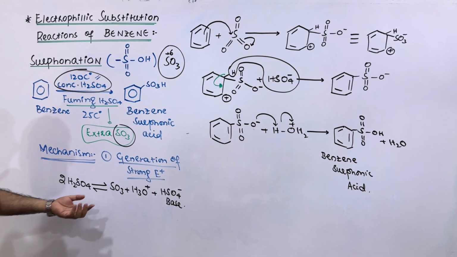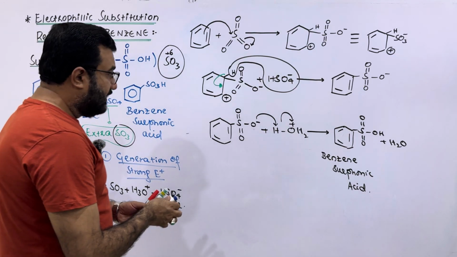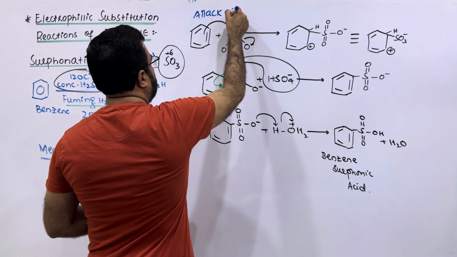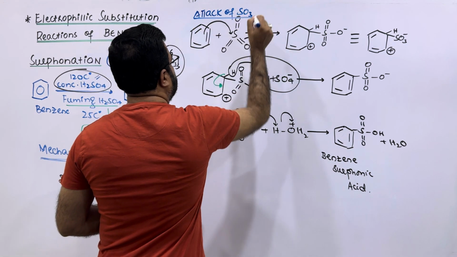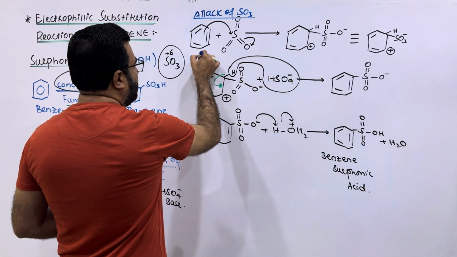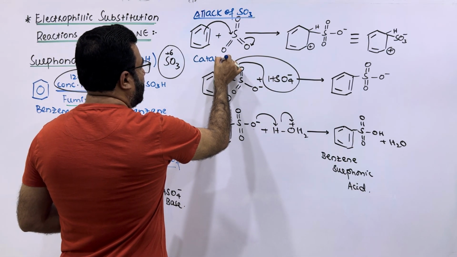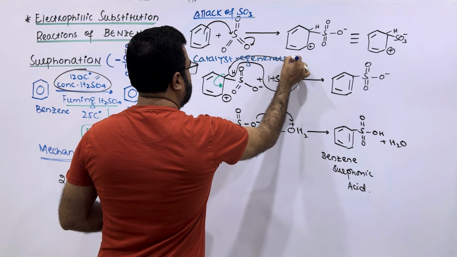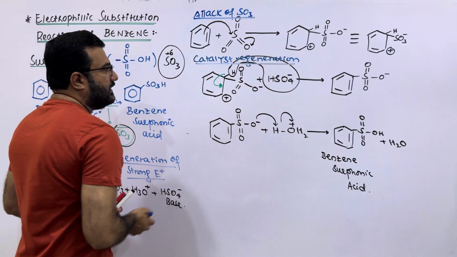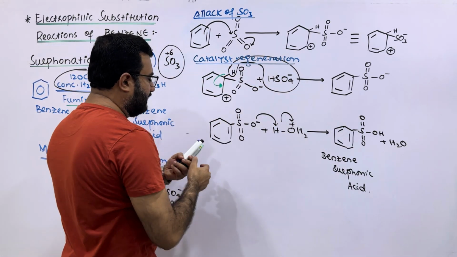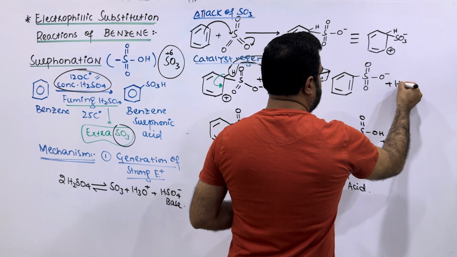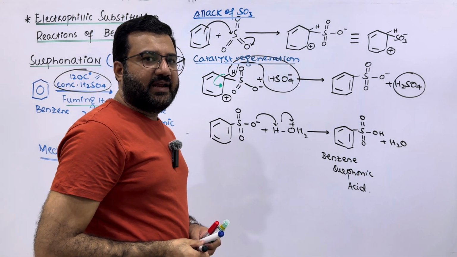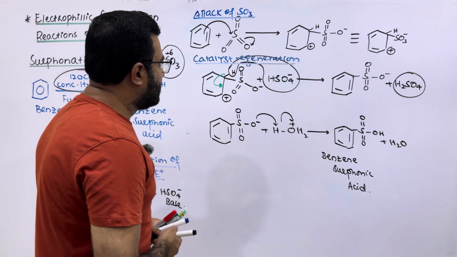So in this way, this was the first step of the generation of strong electrophile. This was the second step, which is called the attack of strong electrophile on the benzene. Then this one is the third step in which catalyst regeneration is seen, as when this HSO4 negative joins with H, it will be changed to H2SO4, that was acting as catalyst. In this reaction, H2SO4 is playing the dual role. It is a reagent as well as a catalyst.